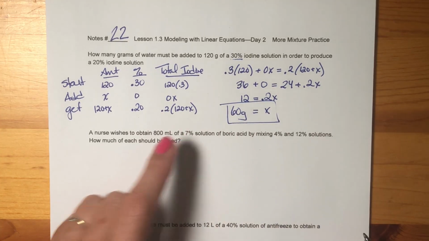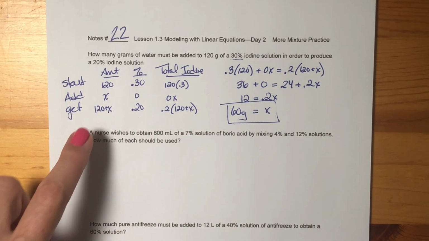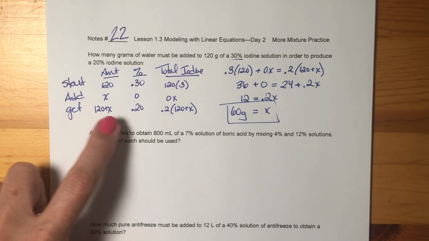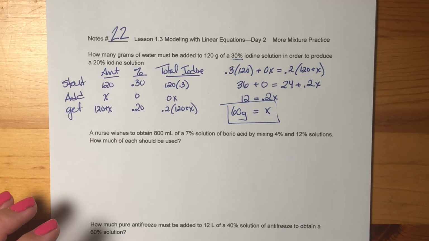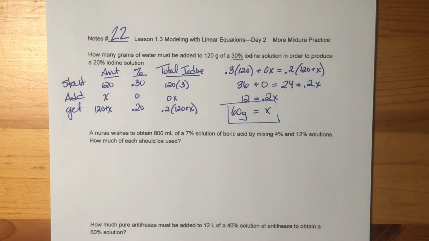Does that make sense? If I take 120 and I add 60 grams, I'm going to get a solution that has 180 grams, and I'm going to get 20%. All right, cool. All right, so we set that whole thing up. I'm going to go through and talk about how we set up these other problems with you, and I'm going to leave it for you to solve, okay?